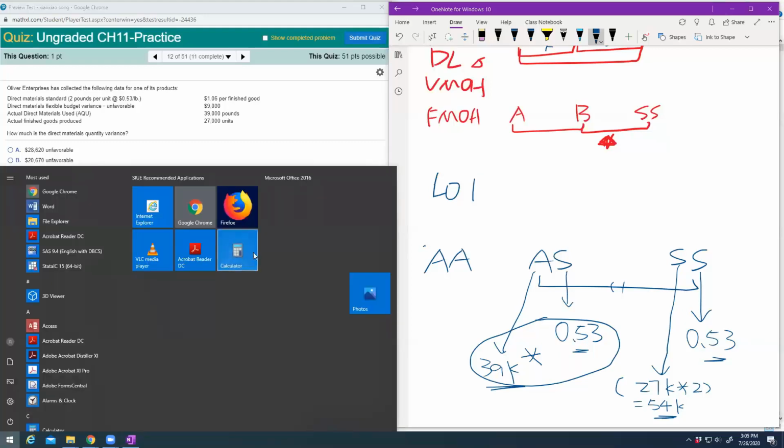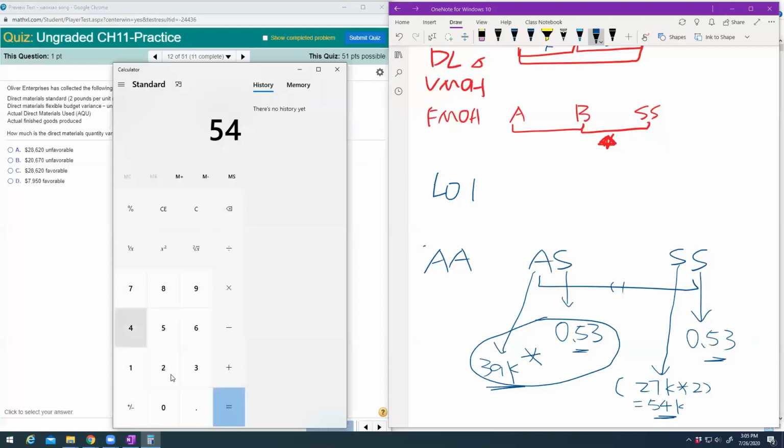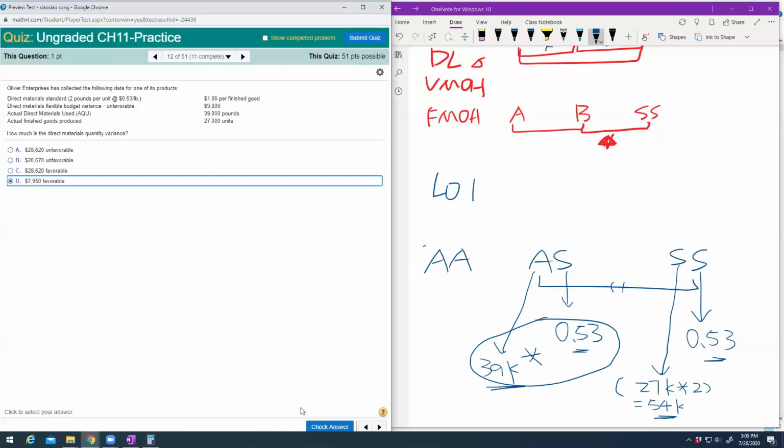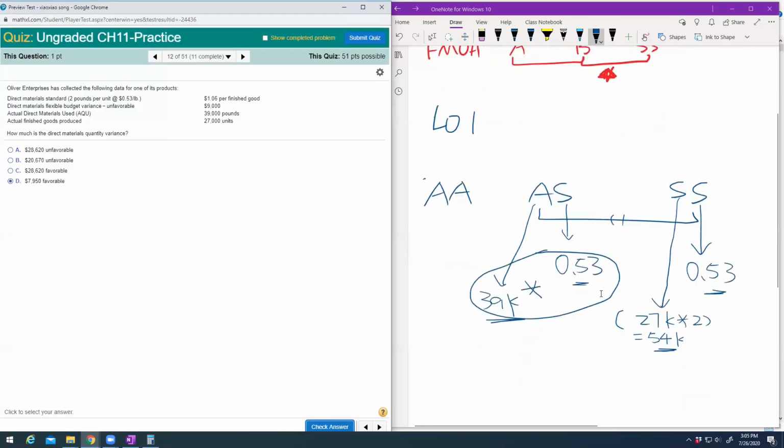So let's look at this number. 54,000 minus 39,000, and then we times 0.53. So you will have a 7,950 favorable as the quantity variance. Do you know what I'm talking about? Yeah, so that's how you get the quantity variance.